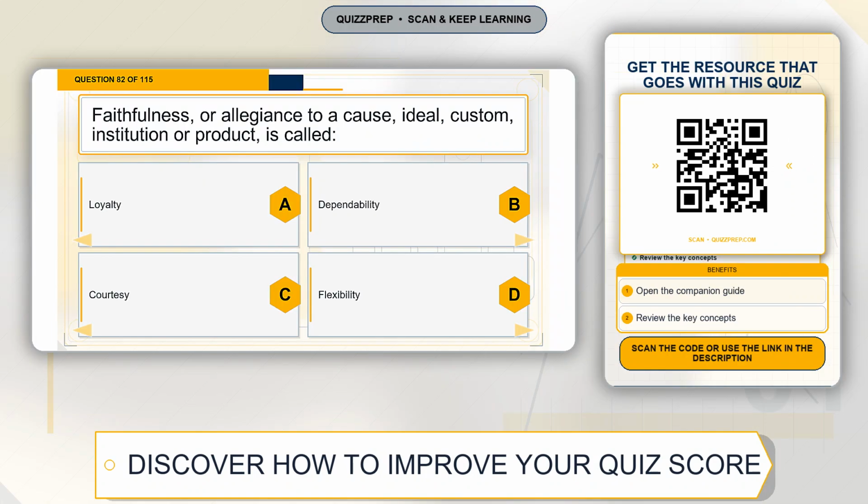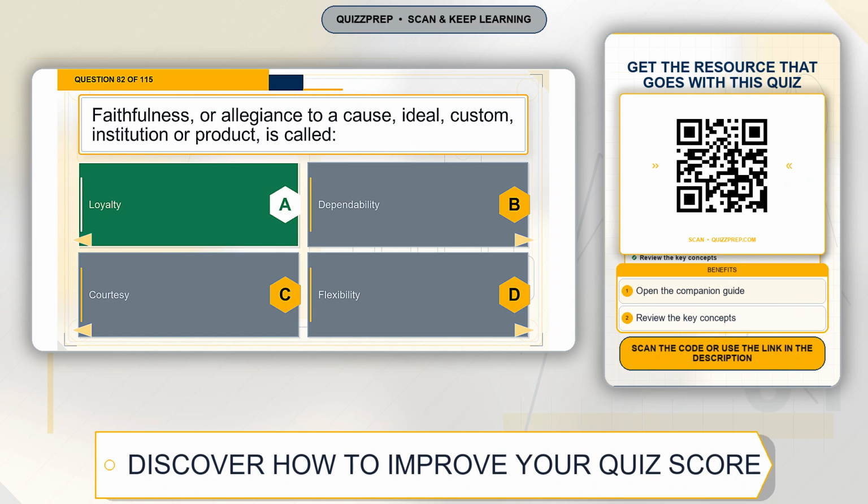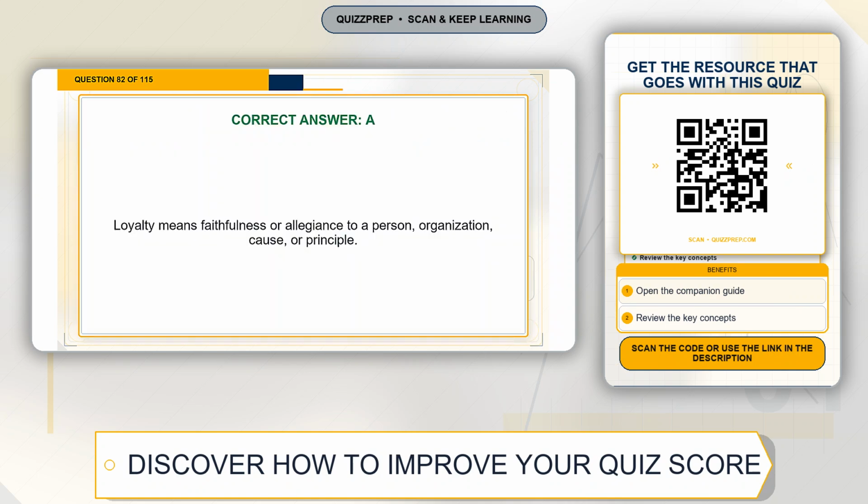Question 82. Faithfulness, or allegiance to a cause, ideal, custom, institution or product, is called: Option A, loyalty. Option B, dependability. Option C, courtesy. Option D, flexibility. The correct answer is option A, loyalty. Explanation. Loyalty means faithfulness or allegiance to a person, organization, cause, or principle.